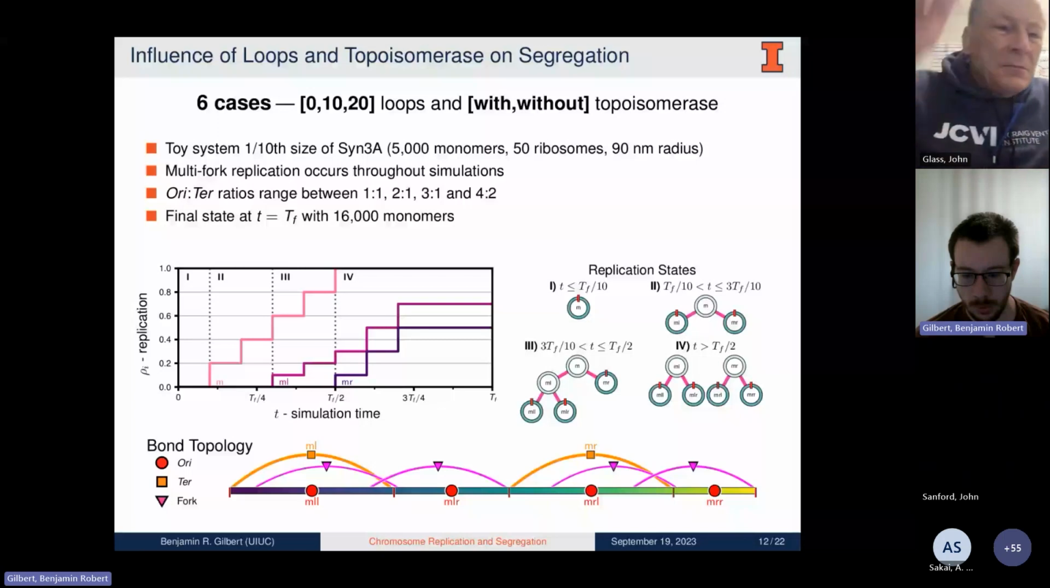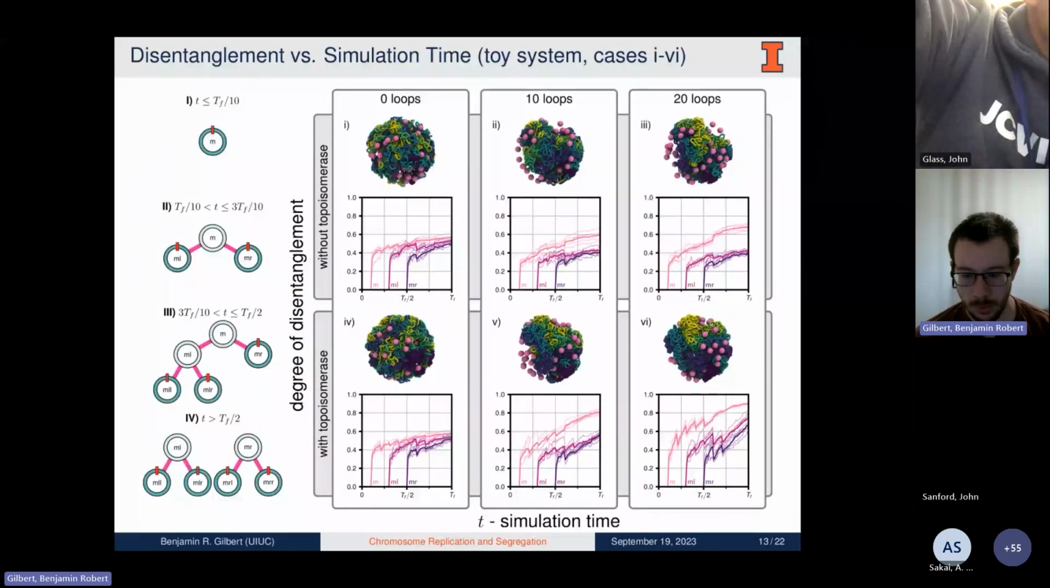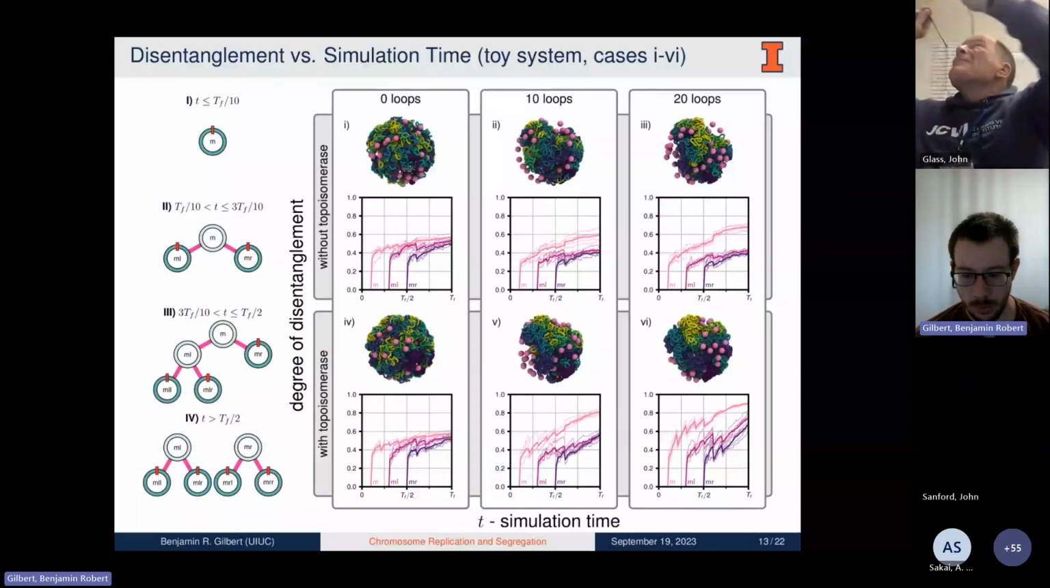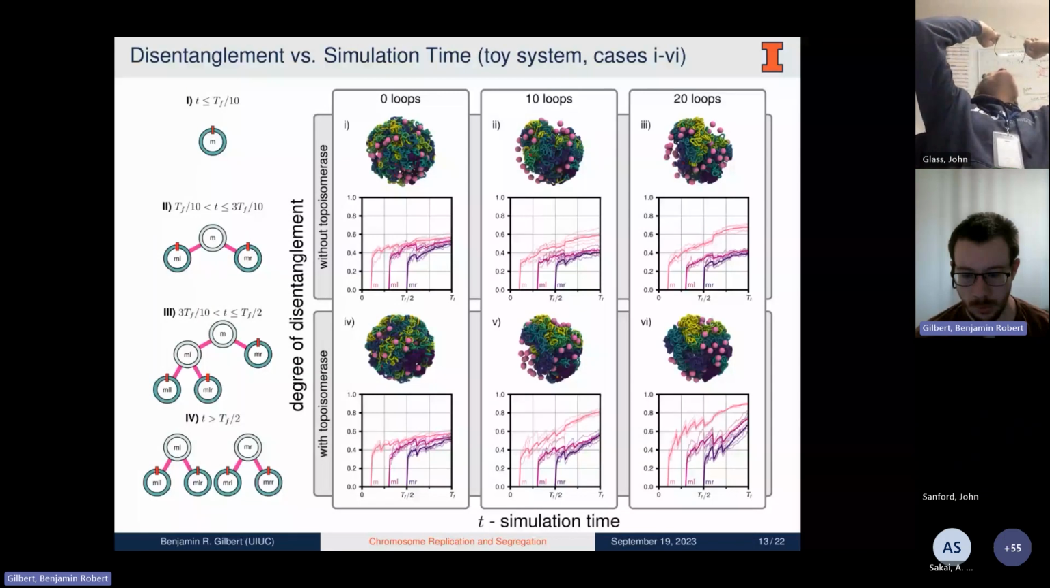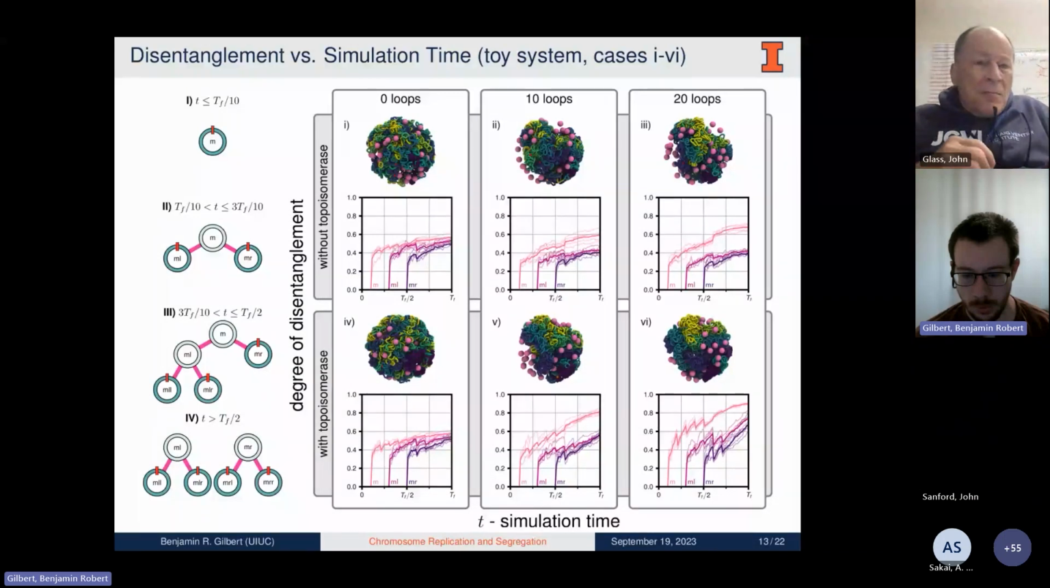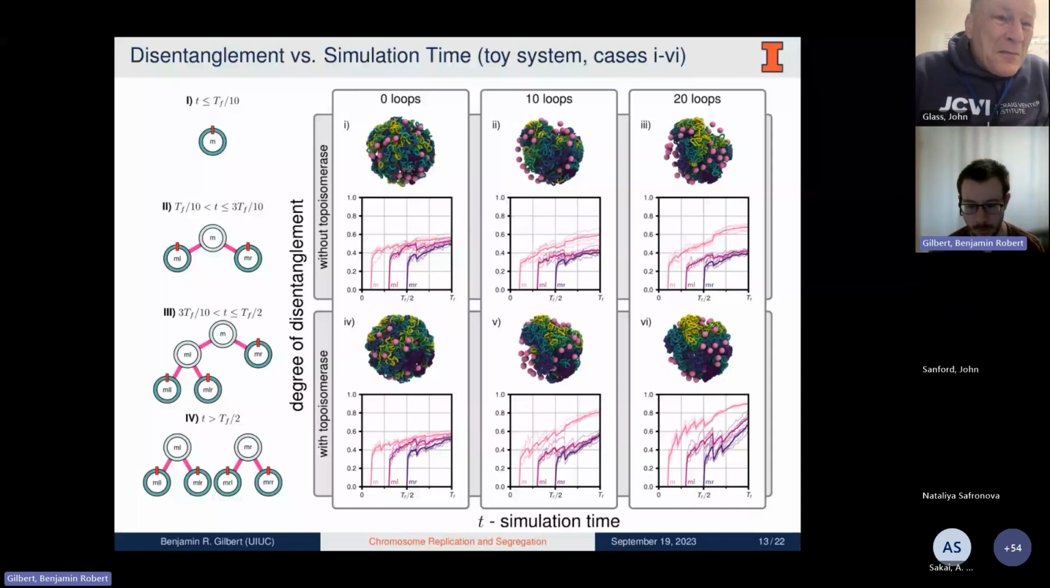So to characterize how segregation occurs, we looked at the disentanglement of the system. So here are the 6 cases I described with varying loop numbers and with or without topoisomerase. And then we calculated the degree of disentanglement, which is what you can see me plotting. And that is displayed for every possible set of forks in the system. So qualitatively, it's immediately apparent that the bottom right case is the most segregated, where you can see kind of these distinct regions of different colors. But what we found that is interesting is that you need both topoisomerase and SMC looping to actually effectively segregate the chromosome in this case.